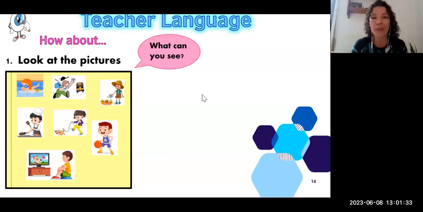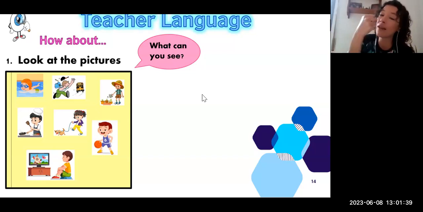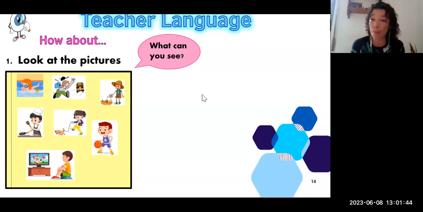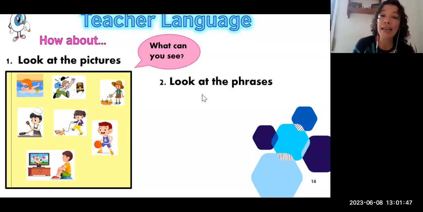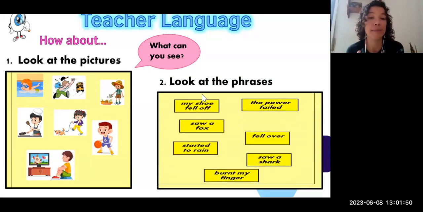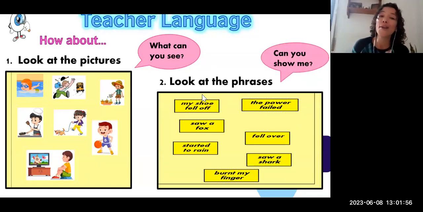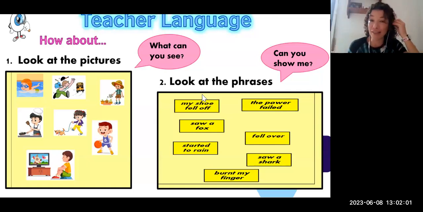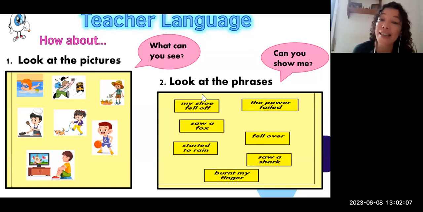Cooking, watching TV, swimming, gardening. Okay. I need to ask them this because if they're going to write the sentences, I need to make sure that they have the vocabulary from the pictures. Next then, okay, now let's look at the phrases. So here are the phrases. And then we can ask them, okay, can you show me? So show me started to rain. And then everyone's going, show me fell over. And everyone's going, ah. Because I want to make sure that they understand those phrases. Otherwise, again, they can't actually do the activity. So those were the first 2 steps.